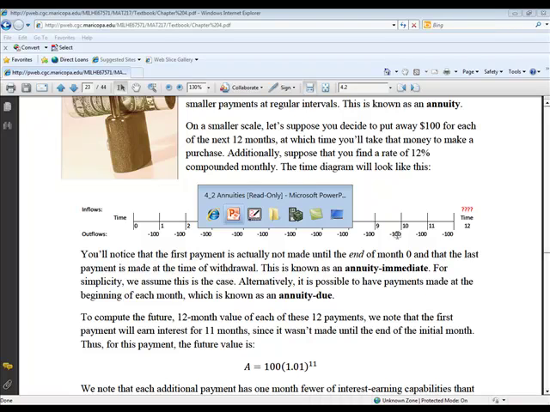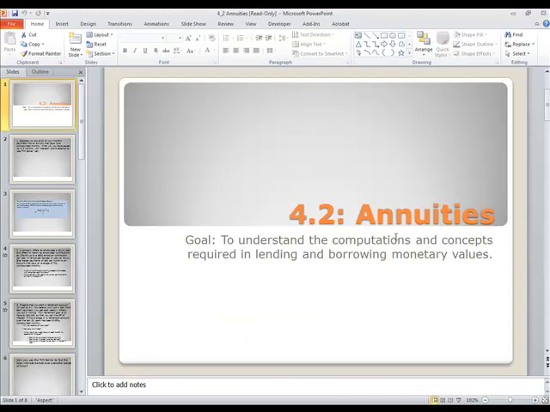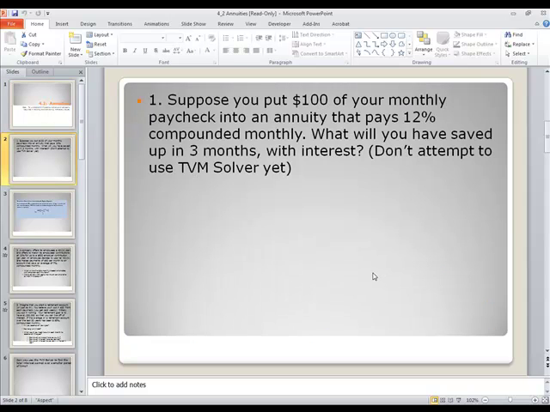You don't have to have fixed value annuities. You can have variable annuities. These get a little bit more complicated from the math standpoint. So let's take a look at an example. Suppose you put away $100 of your monthly paycheck into an annuity that pays 12% compounded monthly. What will you have saved up in 3 months with interest? Don't attempt to use TVM Solver yet.